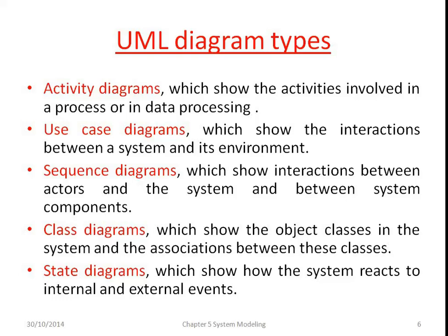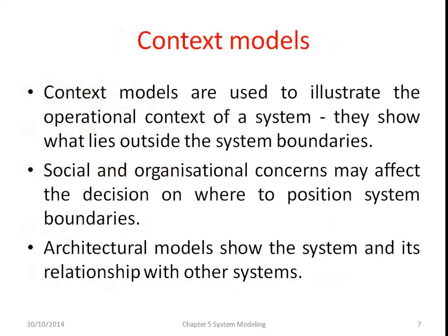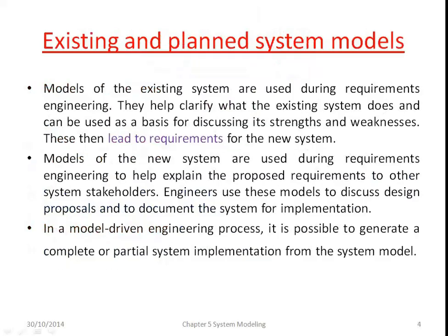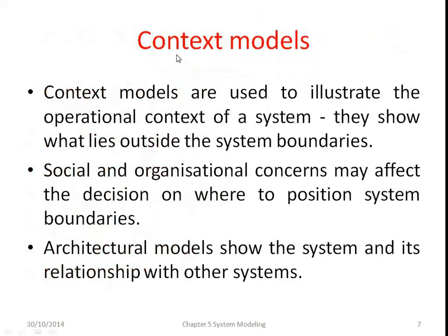The state diagram shows how the system reacts to internal and external events; it shows the states. So these are the different UML diagram types: activity diagram, use case diagram, sequence diagram, class diagram, and state diagram. So the first model is the context model. System models contain all the models: context model, interaction model, structural model, behavioral model, and model driven engineering. So the first model is the context model.